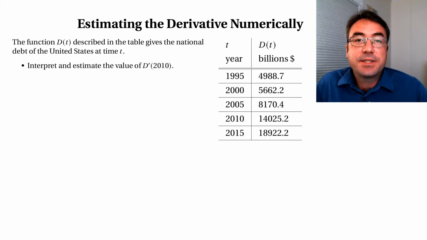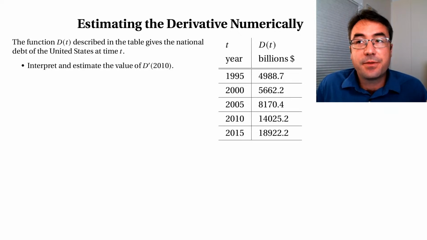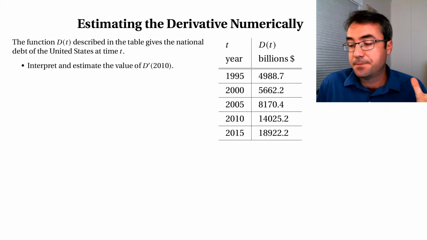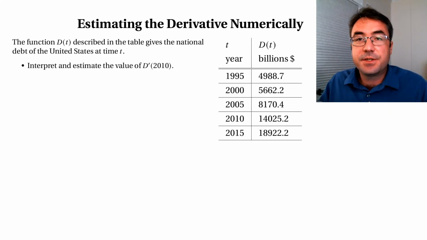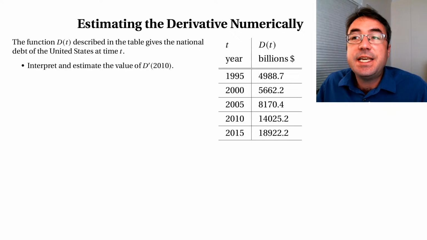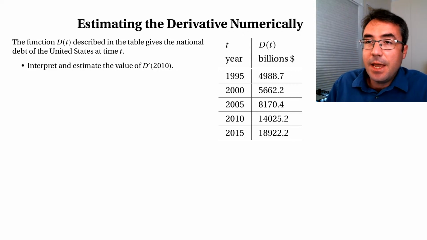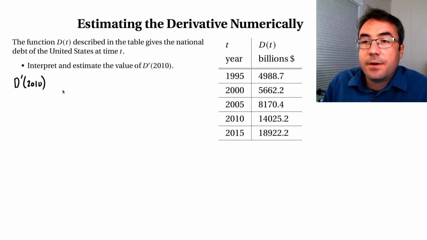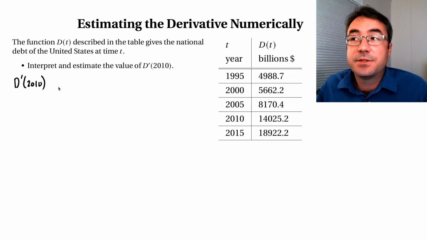Next, we're going to see how to estimate a derivative numerically where we're only given a table of values. How we're going to do this is with a difference quotient. In this example, the function d of t, which we've described in the table there to the right, gives the national debt of the U.S. at time t. What we want to do is calculate the derivative in the year 2010, so we want to calculate d prime at 2010.